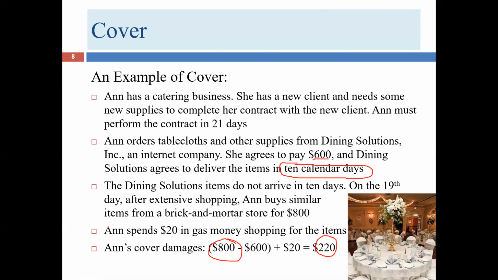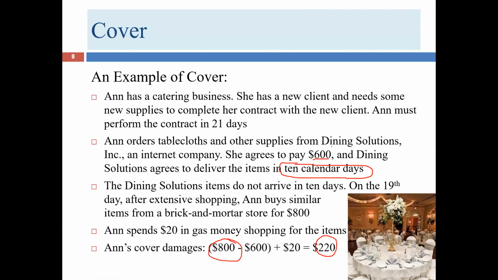And so under these circumstances, if she knows a lot sooner, well, she may just be able to go to Amazon, and maybe she ends up paying, instead of $600, $620, a relatively small upcharge. Well, under that situation, Dining Solutions has a significantly reduced exposure to breach of contract. And so it actually helps Dining Solutions from a litigation management perspective to anticipatorily repudiate.